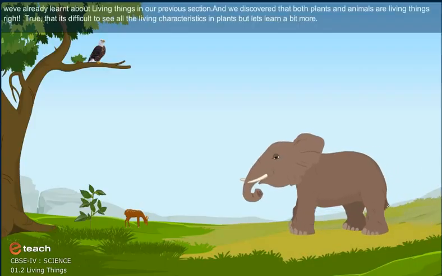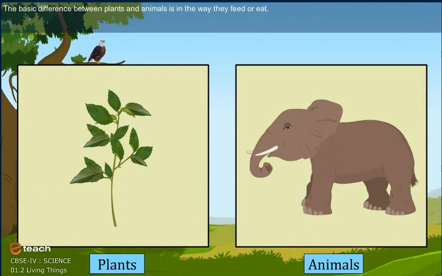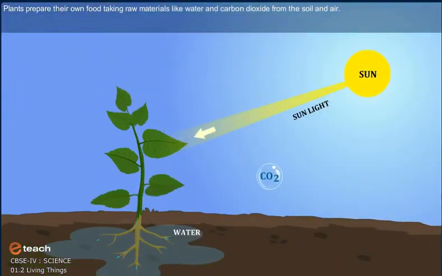We've already learned about living things in our previous section, and we discovered that both plants and animals are living things, right? True. It's difficult to see all the living characteristics in plants, but let's learn a bit more. The basic difference between plants and animals is in the way they feed or eat. Plants prepare their own food, taking raw materials like water and carbon dioxide from the soil and air.